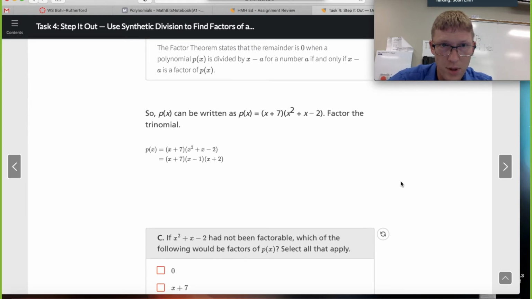p of x can be written like this. We pull the factor out, and so now we have that polynomial remaining. Now we can factor the trinomial, this part right here. We've got a negative 2. Then negative 1 plus 2 is going to give us our positive right here. So this is just a normal factoring problem at this point. So then we make it to that.